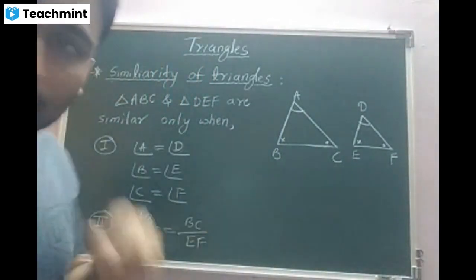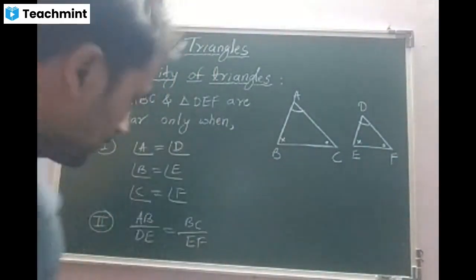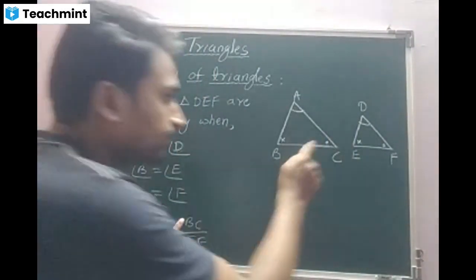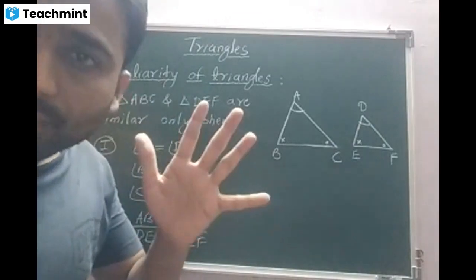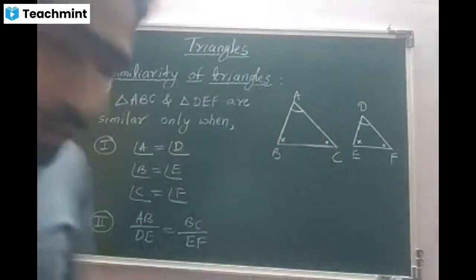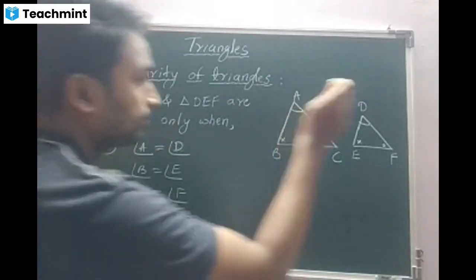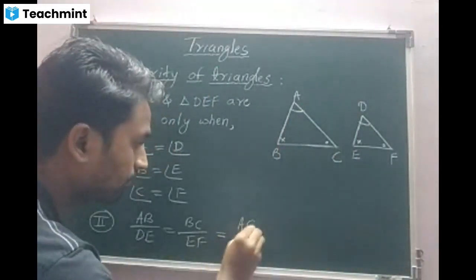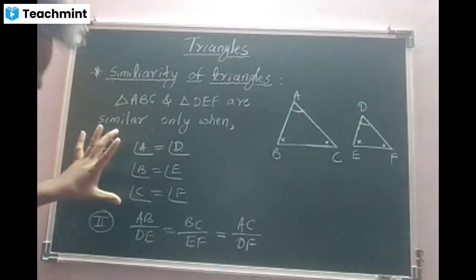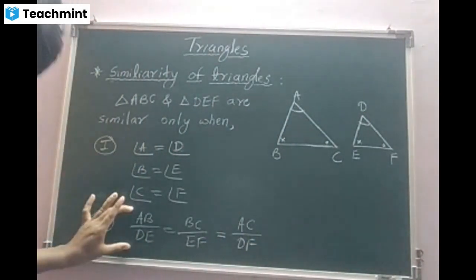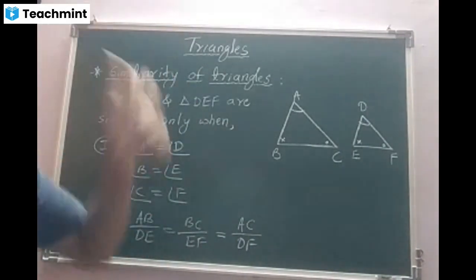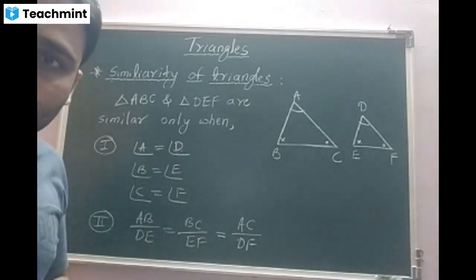Sorry, beta, I got stuck in between. Okay, coming to the aspect, I was talking about 3 ratios. The first one, AB with DE. What is the second one, beta? BC by EF. Okay, the third ratio. AC by DF. When condition number 1 and condition number 2 are satisfied, then we can say they are similar. Got the concept, beta?